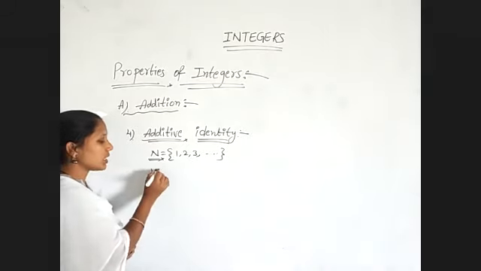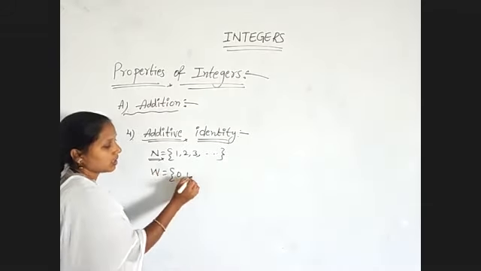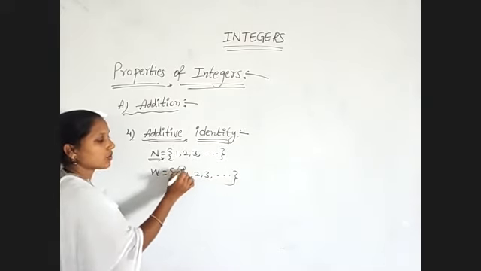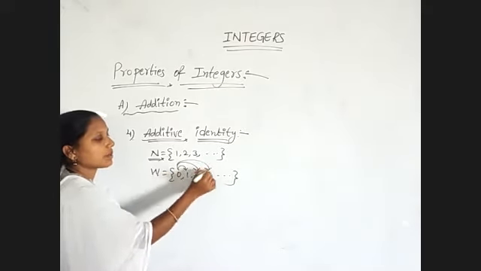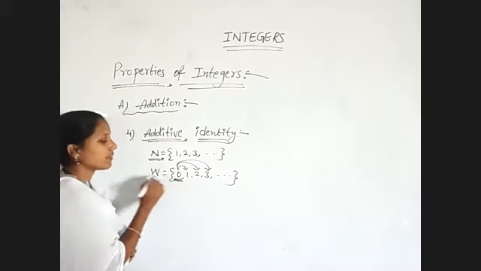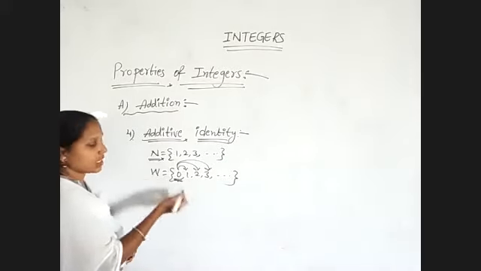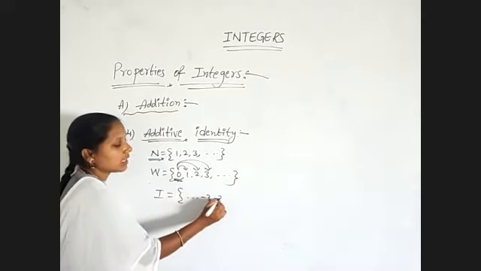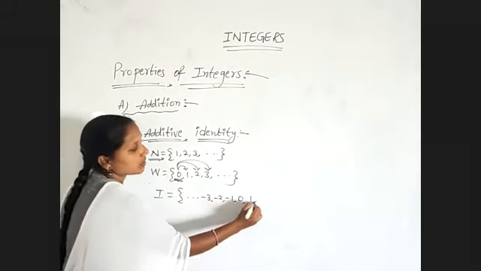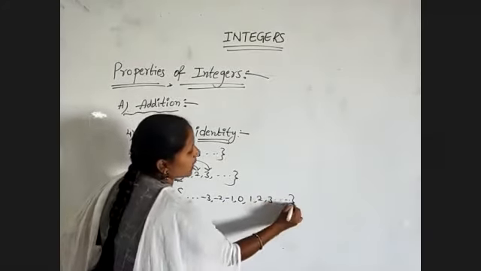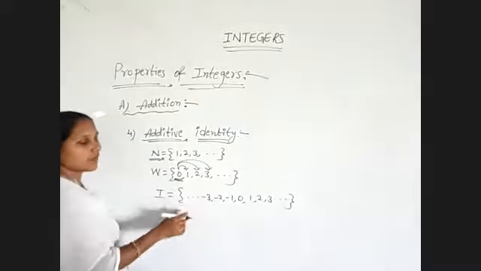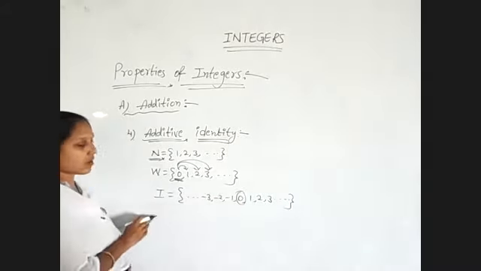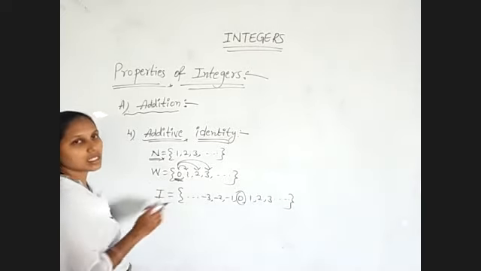Coming to the whole numbers, we are getting 0 in those numbers. So 0 is there. So by adding 0 to any number, we are getting the same number as the result. That's why 0 is the additive identity of whole numbers. Coming to integers, in case of integers also, we are getting the 0 value. That means if you are adding 0 to any number, we are getting the same number as the result. That's why the additive identity element of integers is 0.